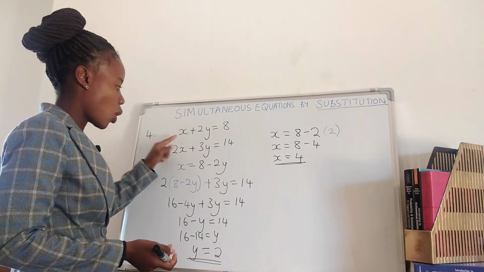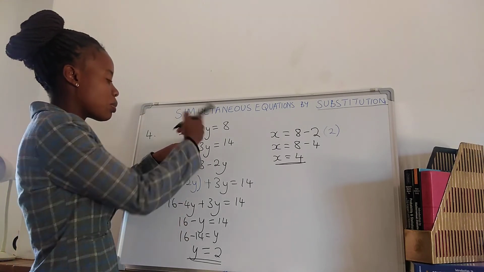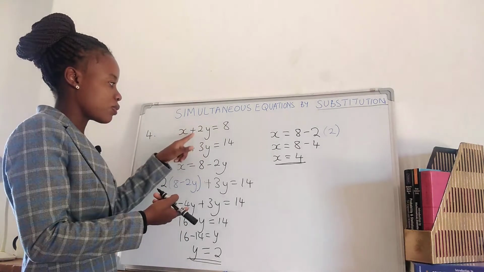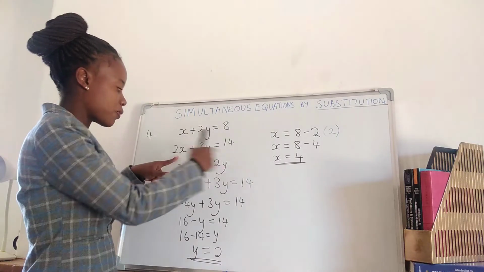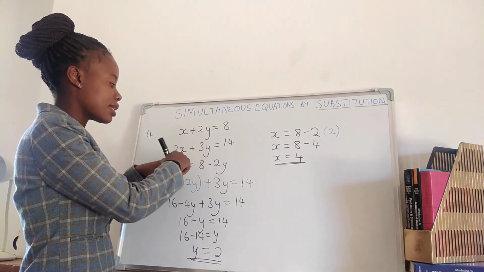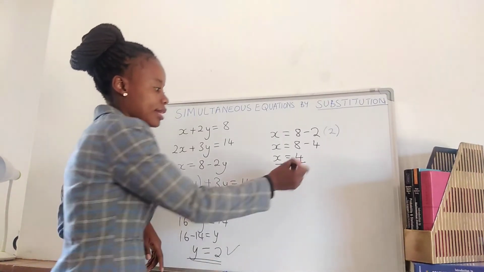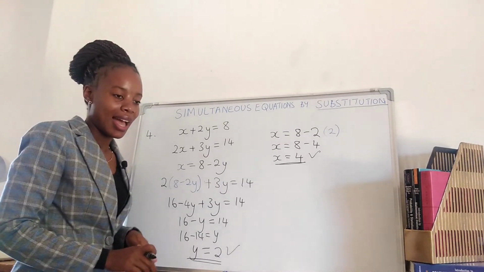Okay? So x, which is 4, 4 plus 2 times 2, which is 4, 4 plus 4 is 8. 2 times 4 is 8, 8 plus 3 times 2 is 6. 8 plus 6 equals 14. So we are sure that our x and our y are correct.